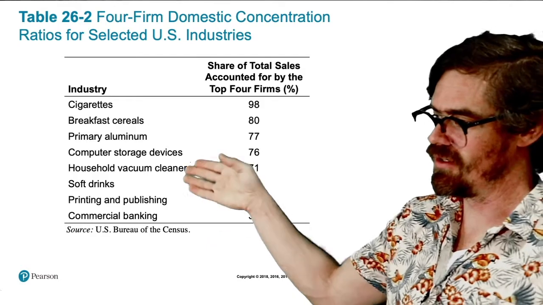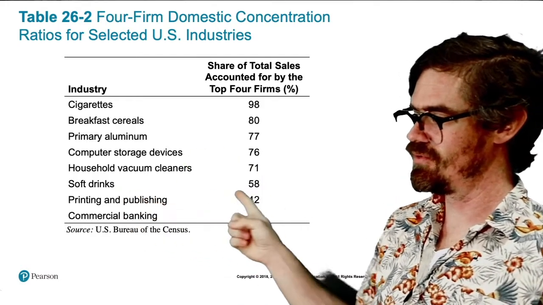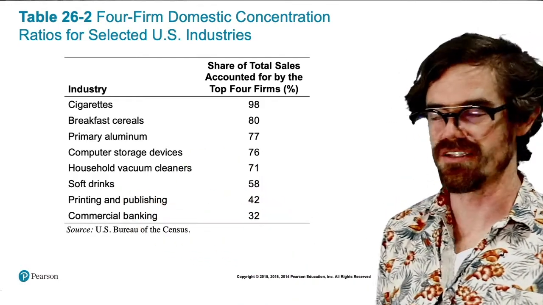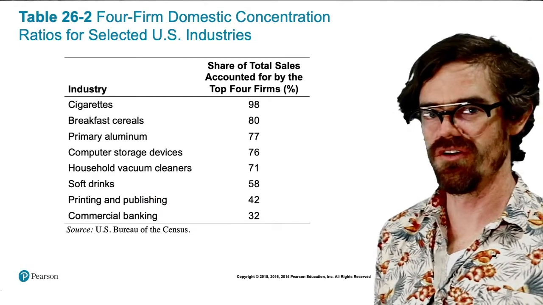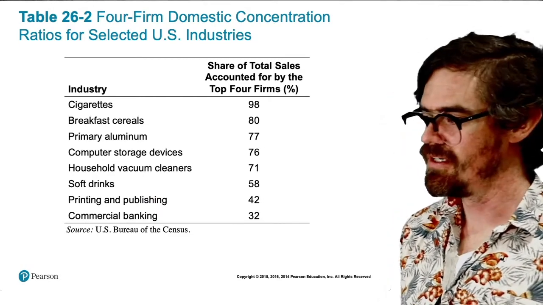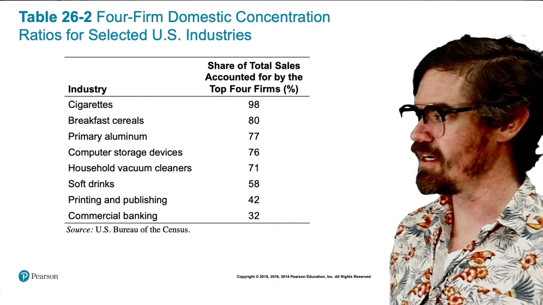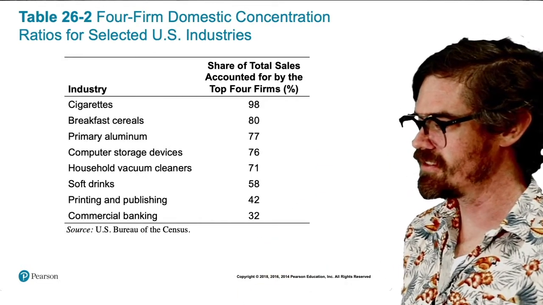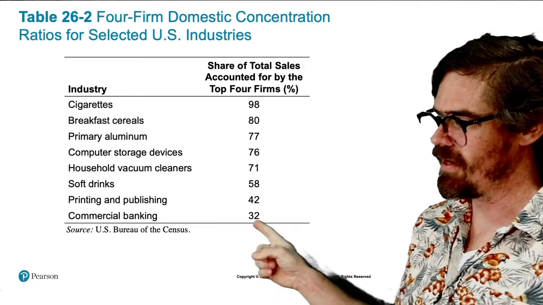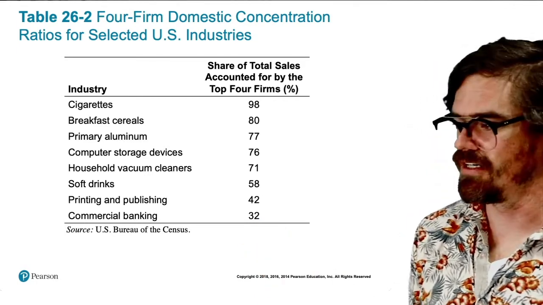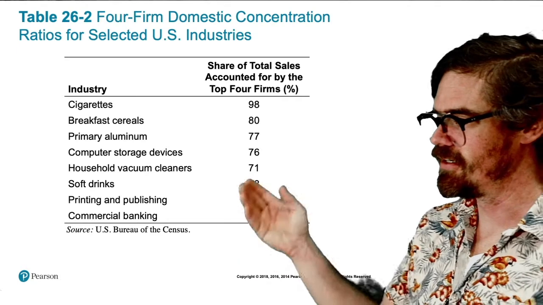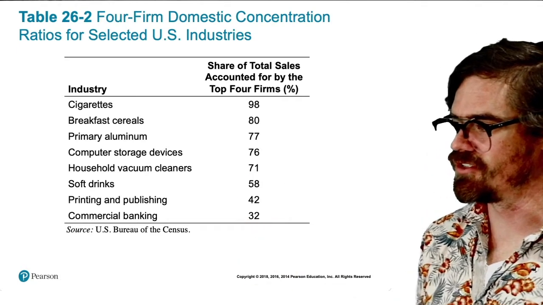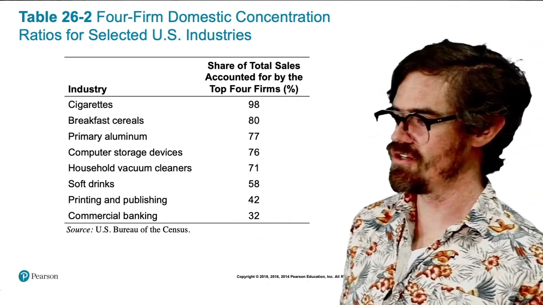Some other interesting ones: soft drinks, not as concentrated as I would have guessed, especially with Coke and Pepsi being the top 2. I would have thought they would be much more concentrated than only 58%, but nevertheless. Commercial banking is also not as concentrated as I would have guessed, but there you go, some interesting examples of different industries and their concentration ratios.